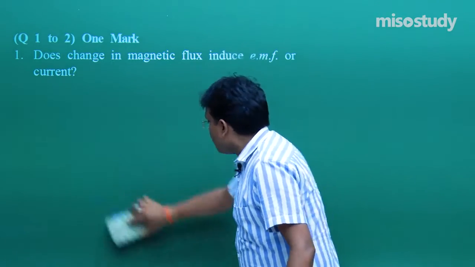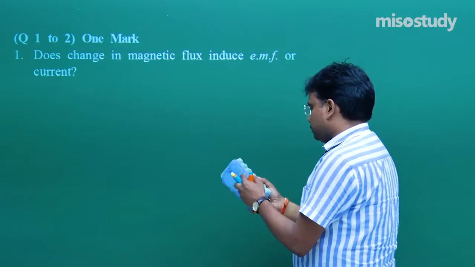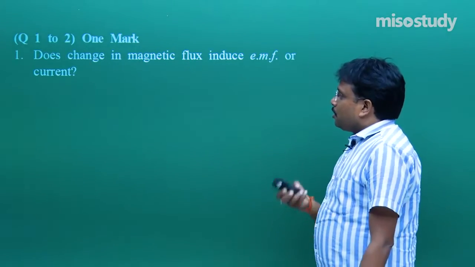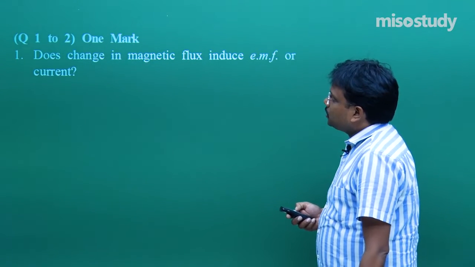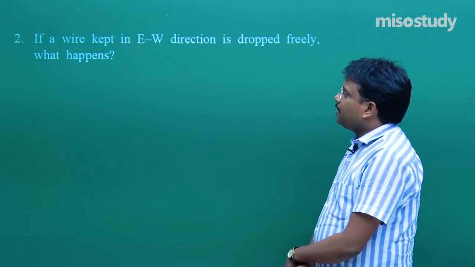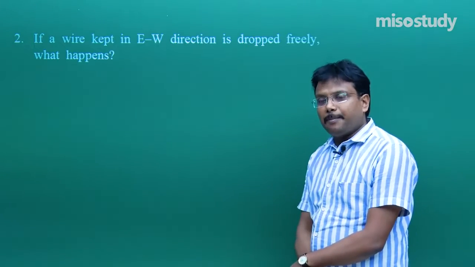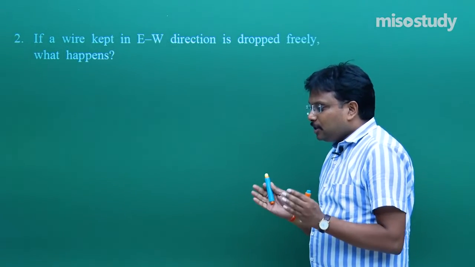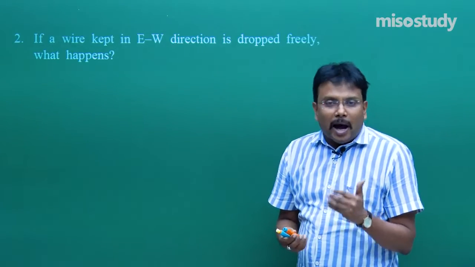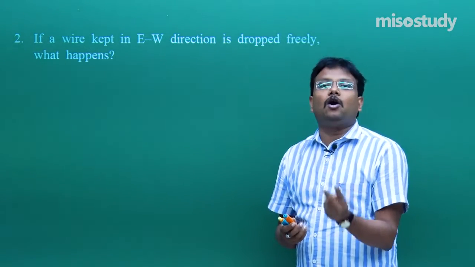So here now it is going to be question number 1, and in 1 mark as usual I am telling you, you just have to mention some basic points. So here with the help of this small remote I am changing the question, and it is your second question. If a wire kept in east-west direction is dropped freely, what will happen? Now actually they want to know a very simple and fundamental aspect, whether you have the idea of 2 components of Earth's magnetic field or not.